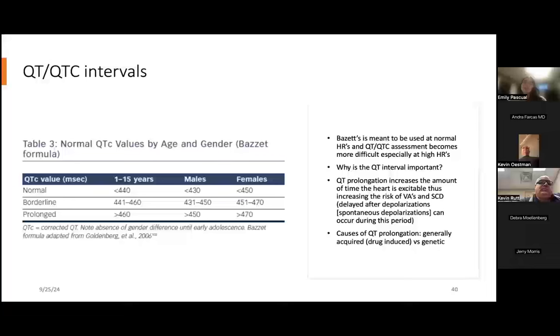So there are delayed afterdepolarizations, signals that can happen as spontaneous depolarization. Sometimes that occurs in the heart, and if that happens during this vulnerable period, that can lead to these malignant arrhythmias. And this can be something that's drug-induced, where patients are taking multiple QT prolonging drugs, or genetic. It can also be related to substance abuse. Things like alcohol and drugs can alter electrolytes, and that can cause the QT to prolong as well.